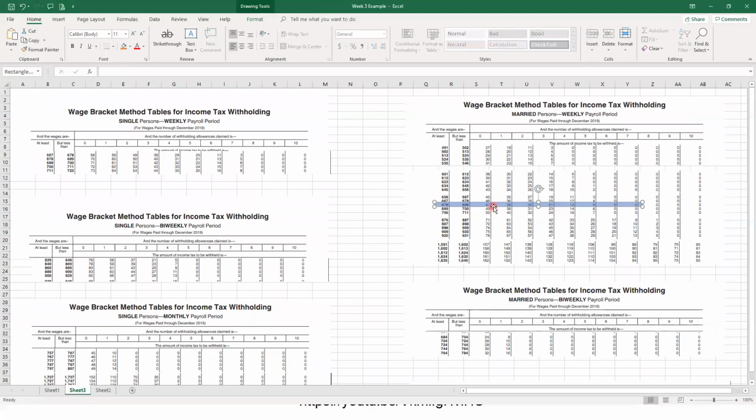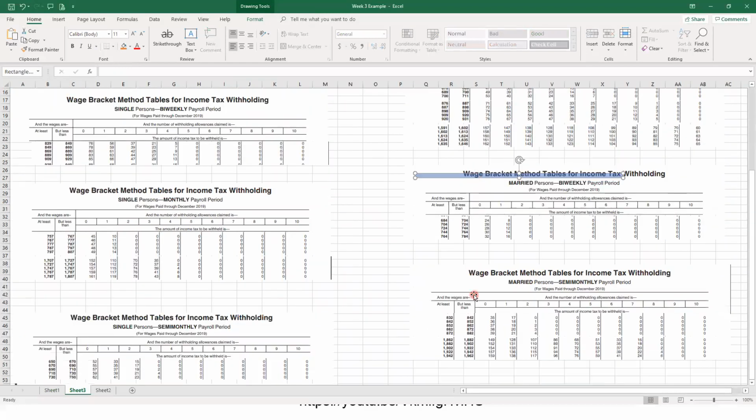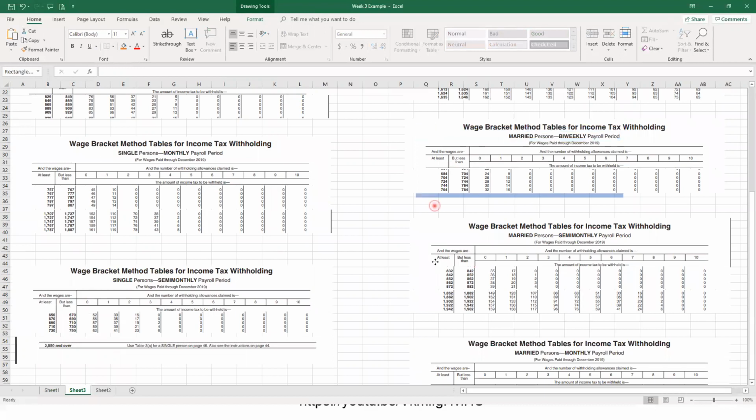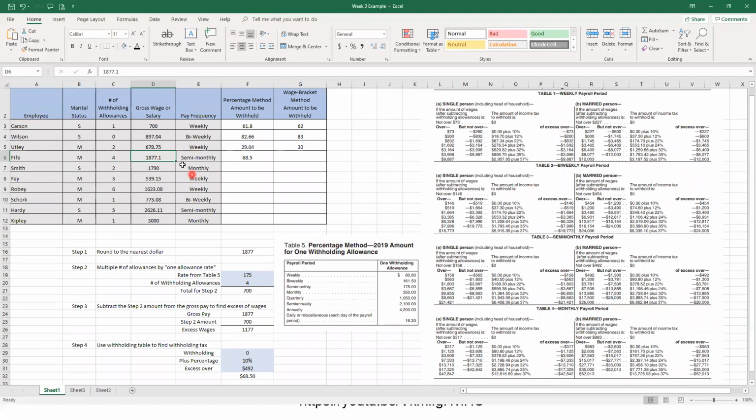So we've got married here. Let's find our semi-monthly. I'll just drag this little square with us. And their wages are $18.77, I believe. Let's double check. Yep, we've got $18.77 in wages with 4 allowances.